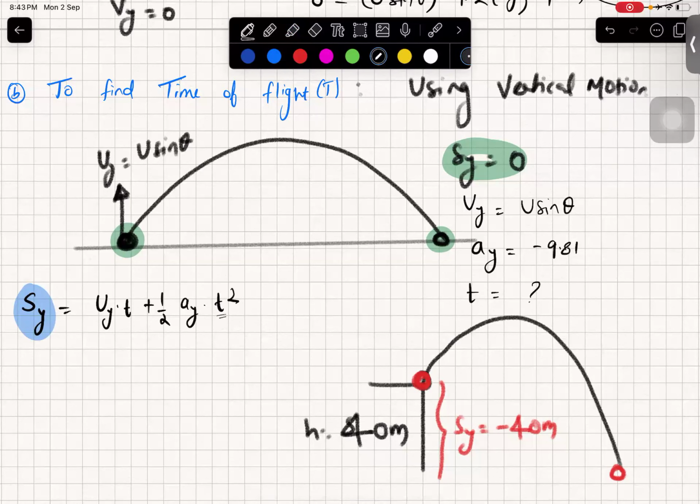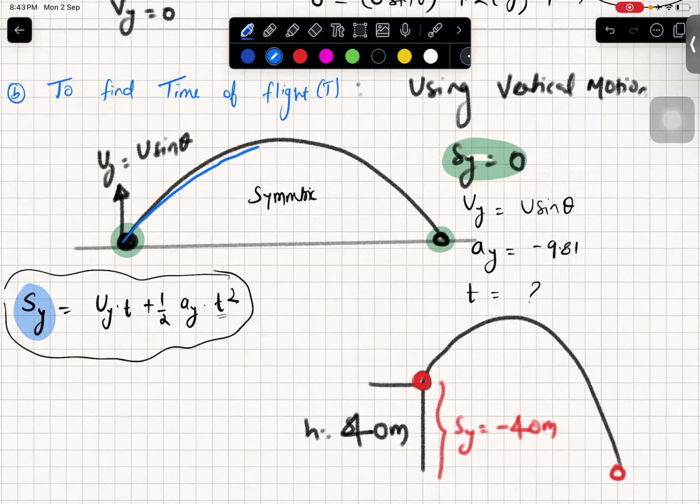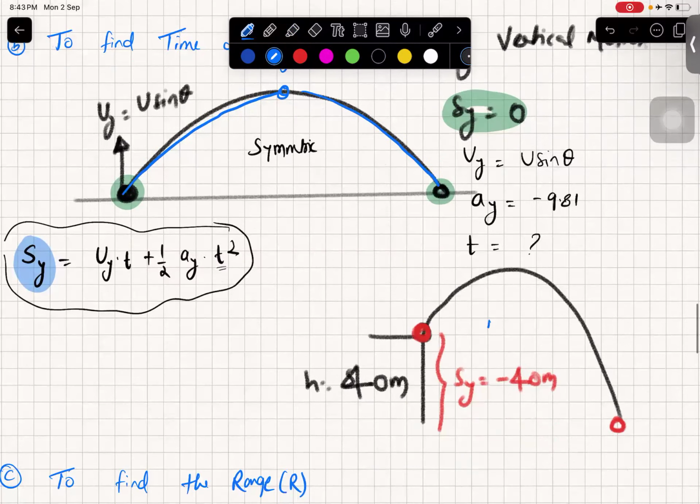So I can use this same equation even when the projectile is symmetric. When I say symmetric, it takes about the same amount of time to go up and the same amount of time to come down. But in case of non-symmetric, it doesn't take the same amount of time to go up and come down. So that's why I'm going to use this equation to find the time of flight.